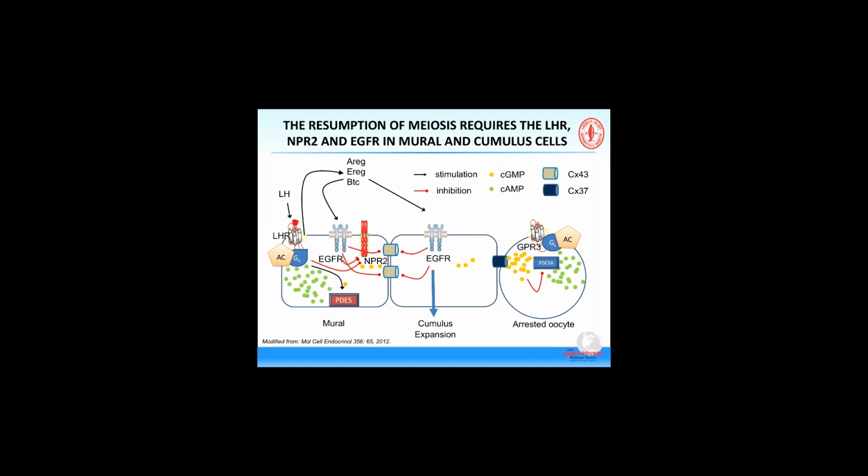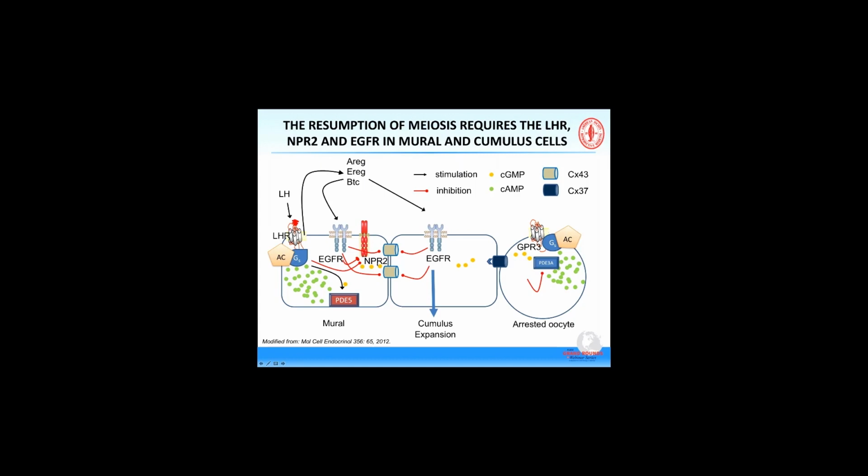And now, because these gap junctions are closed, there is really no way for this cyclic GMP to flow between these two compartments. So what happens now is that the cyclic GMP that is high in the arrested oocytes will now flow into the cumulus cells, and that will decrease.